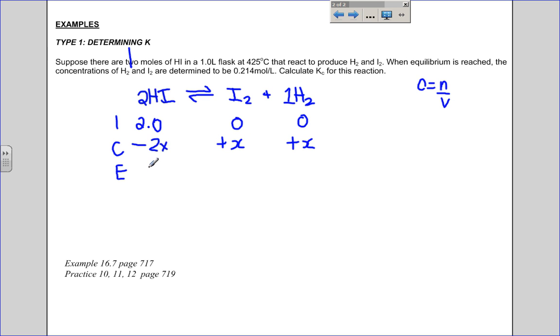Now for our equilibrium row, we want to know what the resulting concentration is. We started with, for HI, a concentration of 2.0, and we've decreased by some amount 2x. So at equilibrium, the concentration is going to be 2 minus 2x. And I don't know what x is at this point. The I2 started at 0 and it increased by x. So at equilibrium, it's going to have a concentration of x, which will be the same for the H2.